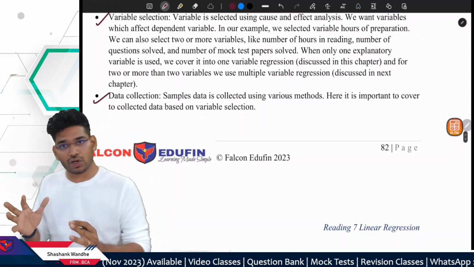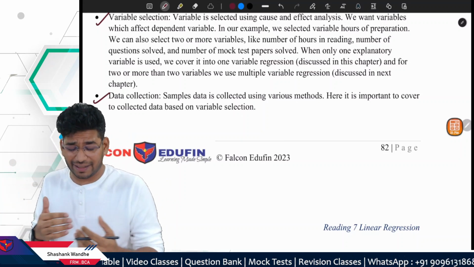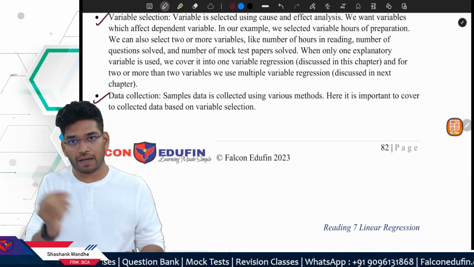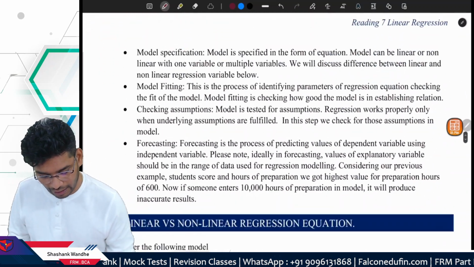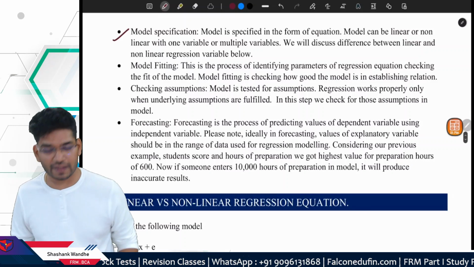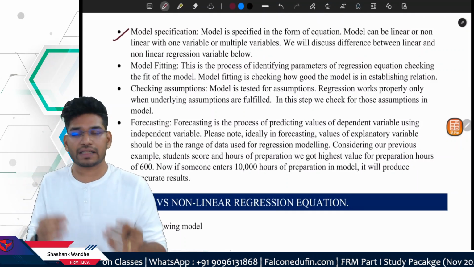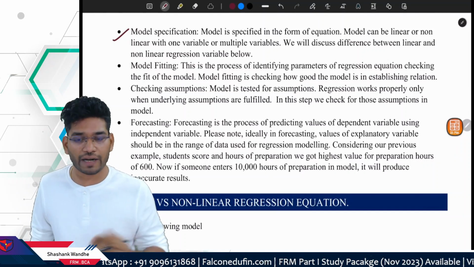So we will take the historical data, apply a regression model or the concepts of regression model on that, and then we will find out alpha, beta, and then we will find the exam score. So data collection is the historical data collection. Then model specification. We have to specify the model. Are we going to select 3 variables, 2 variables, or 1 variable? So in this session, we will focus on the 1 variable. In the next reading, we will focus on the more than 1 variable.